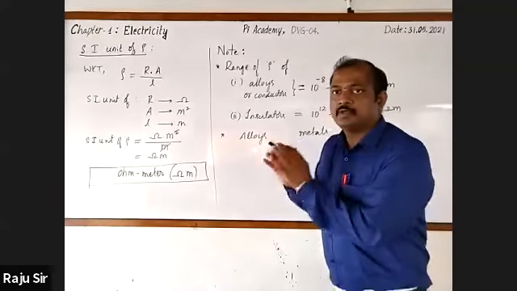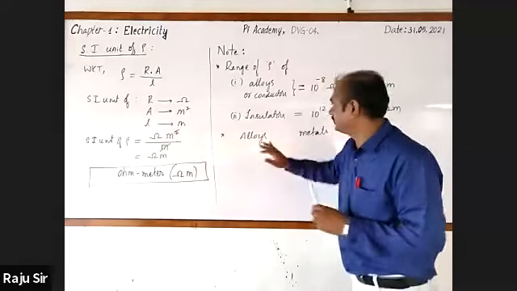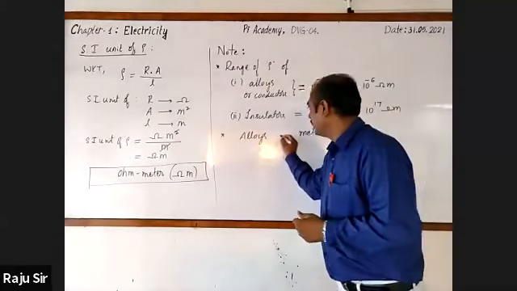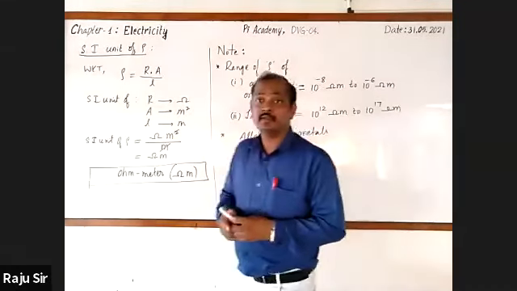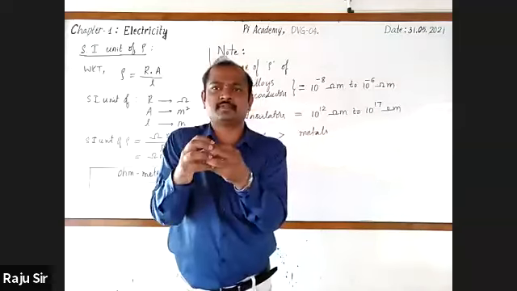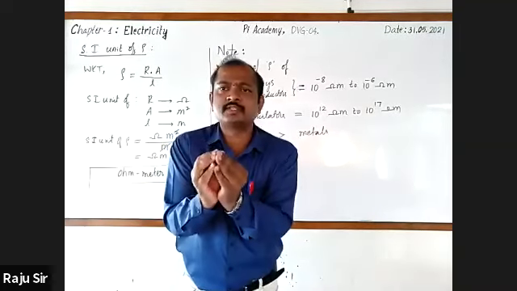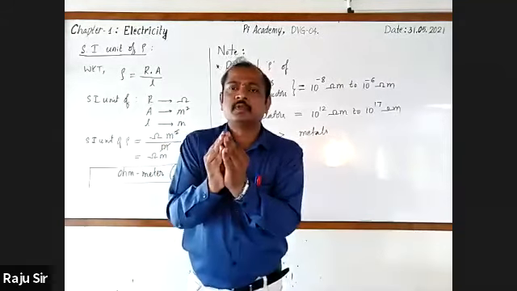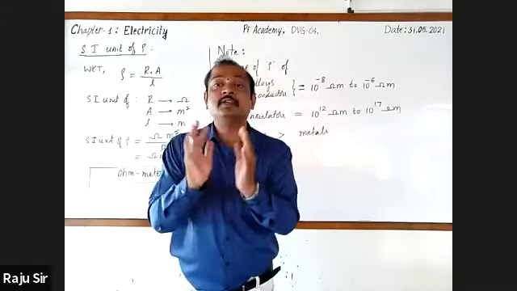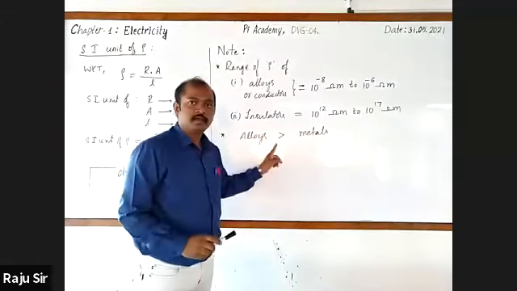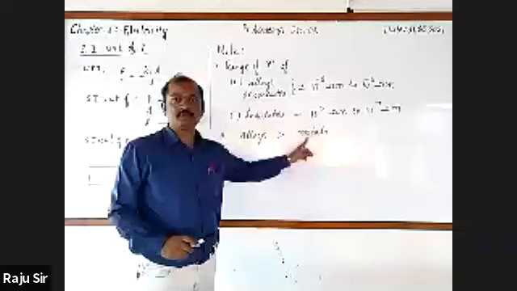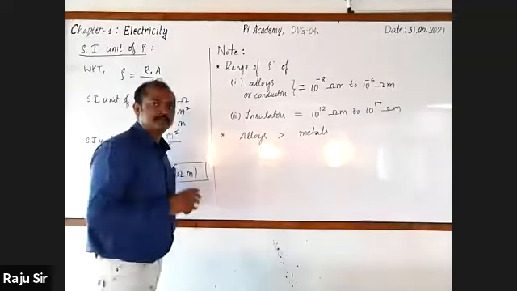Which one will oppose the flow of electrons maximum, whether alloys or metals? Alloy, Nagalakshmi, you are right. Alloy is greater because alloy is a mixture of many metals. It will oppose the flow of electrons higher. Remember this. Resistivity of alloy is greater than metals. Resistivity of alloys is greater than metals.